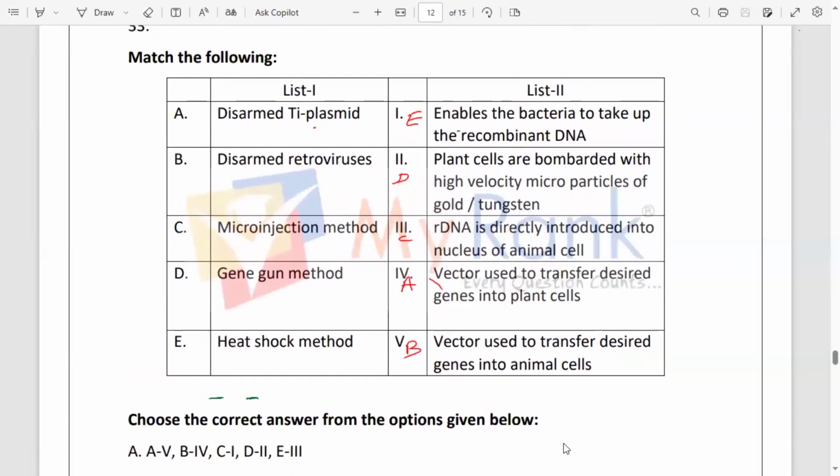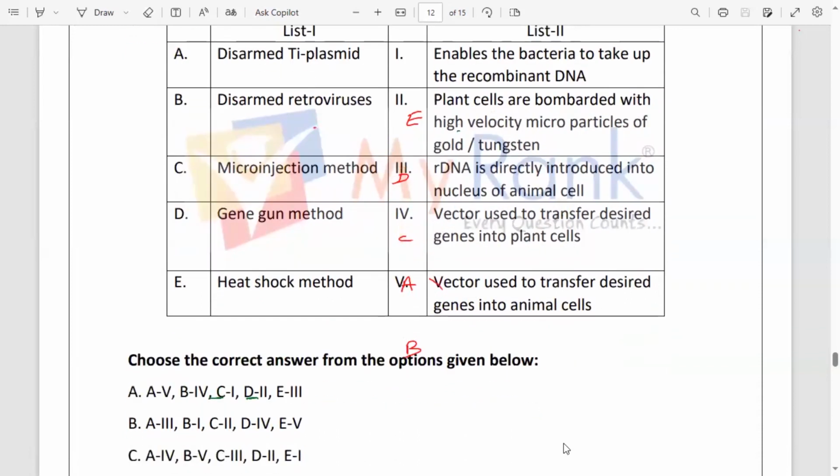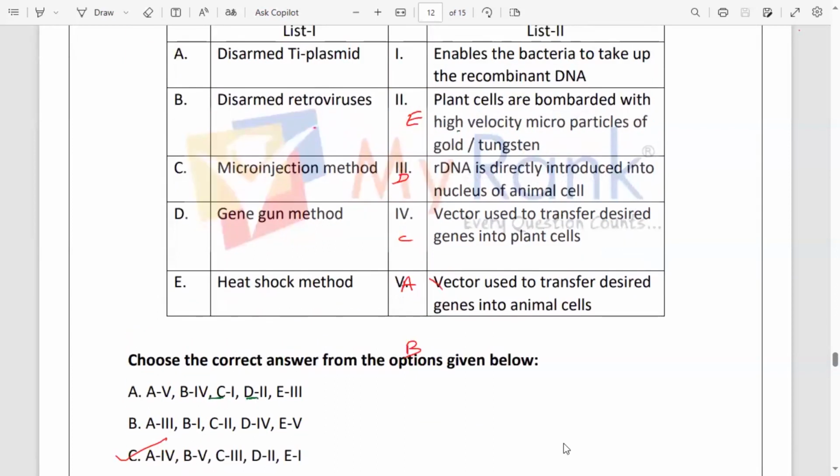So the appropriate answer would be A with 4, B with 5, C with 3. So it will be the third option. We can go to the next question.